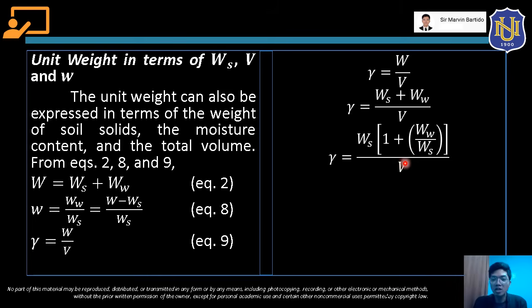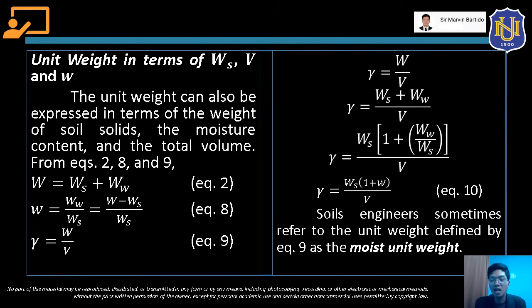Okay, so from here class, we know that W sub W over W sub S class, that is actually water content. Right? That is water content class. Ito, oh. Diba? So therefore class, this will become W sub S times 1 plus water content or small letter w, over V. Okay, so this will now be the formula class for unit weight in terms of the weight of the solid particles, the total volume, and water content. Okay, so this will serve as our equation 10.